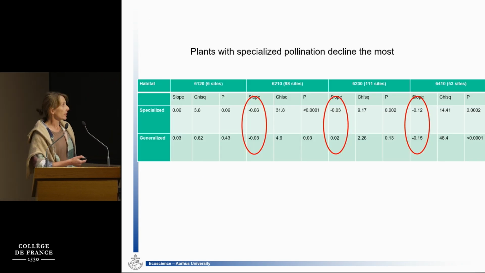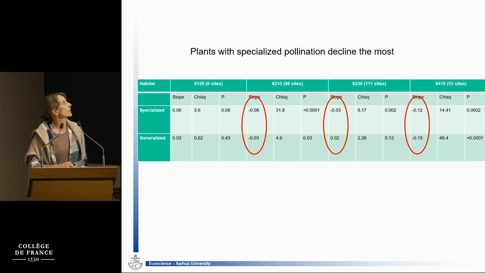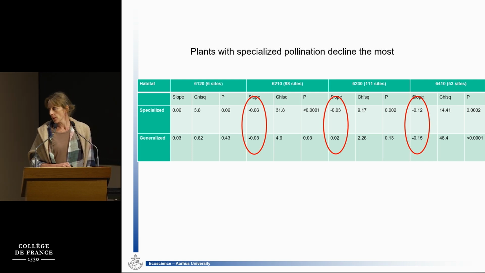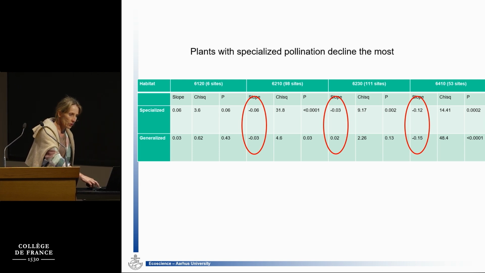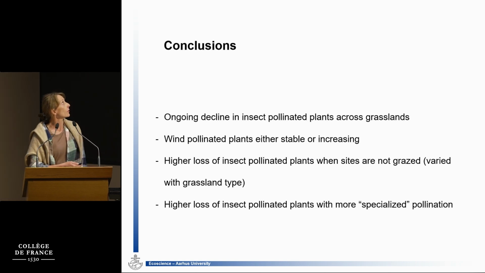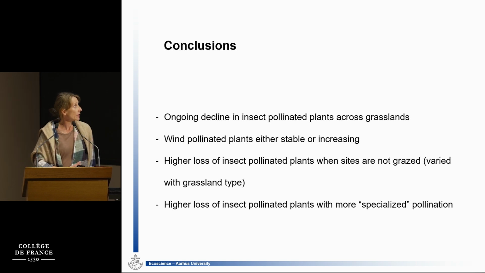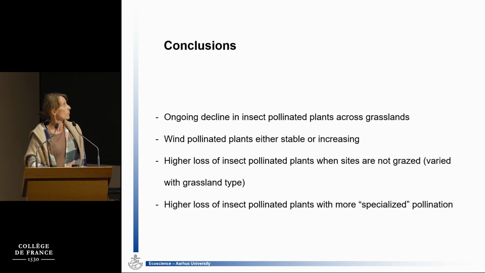And the results show that there is a tendency that plants from families with more specialized pollination tend to decline more than plant species from families with a more generalized pollination. So just to make a short conclusion of this example study: there seems to be an ongoing decline in insect pollinated plants across grasslands in Denmark. The wind pollinated plant species are either stable or slightly increasing.